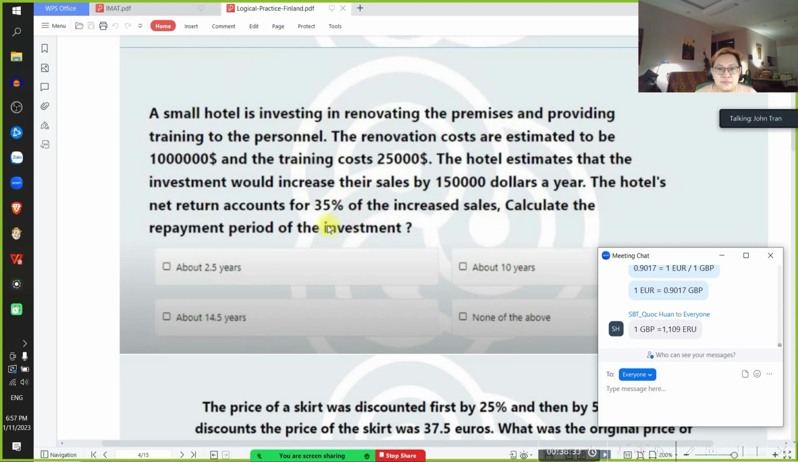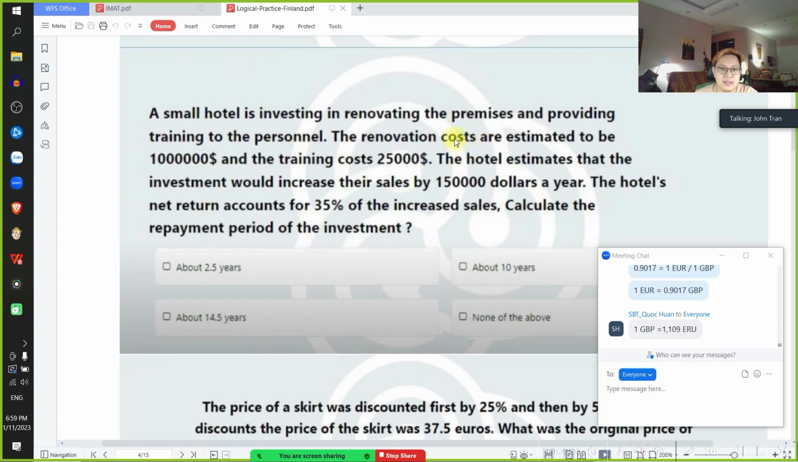Okay, let's try this one now. Okay, a small hotel is investing in renovating the premises and providing training to the personnel. Một cái khách sạn nhỏ họ đang đầu tư vào cái chuyện renovating, nhớ cầm đầu nha. Renovating, nova là mới, new, re là làm lại. Renovating là làm mới lại cái chỗ đó và cung cấp huấn luyện với những cái người nhân viên.